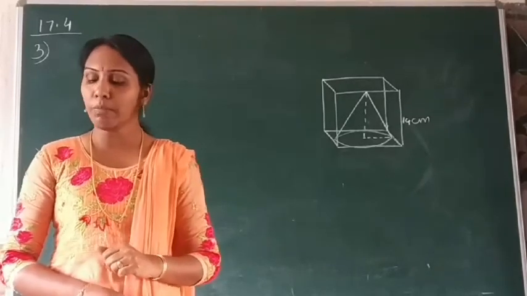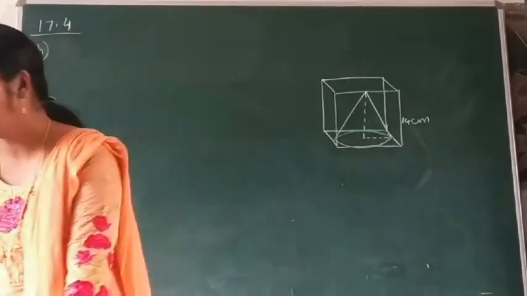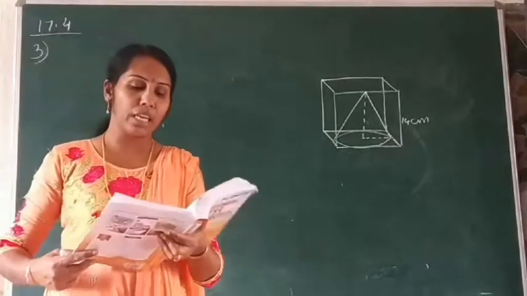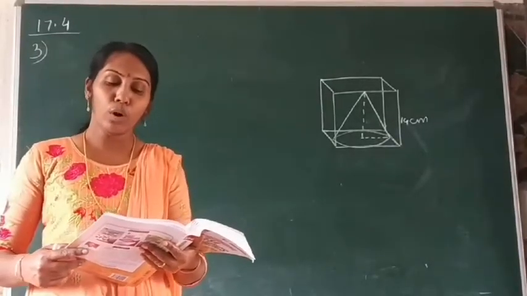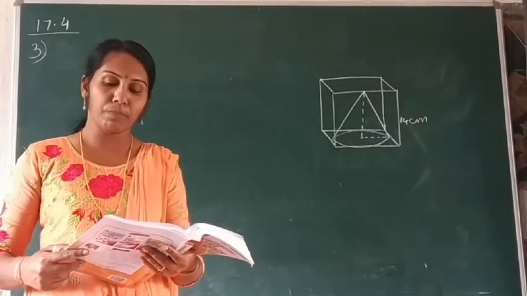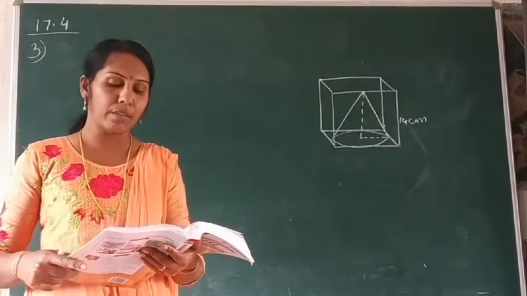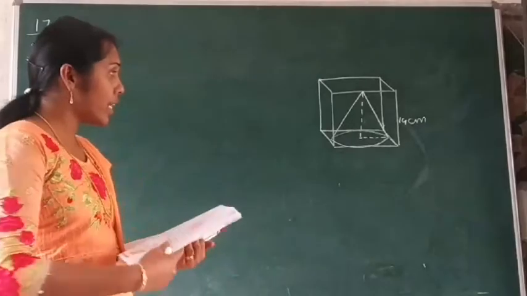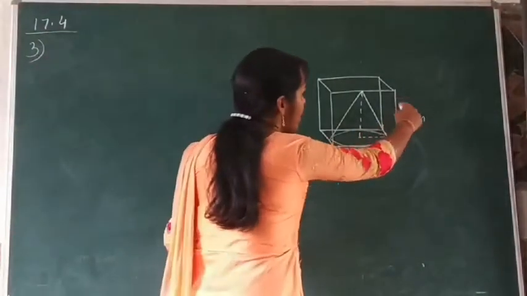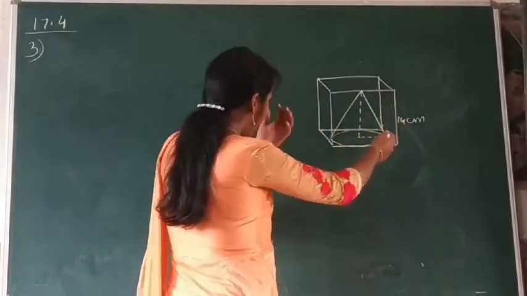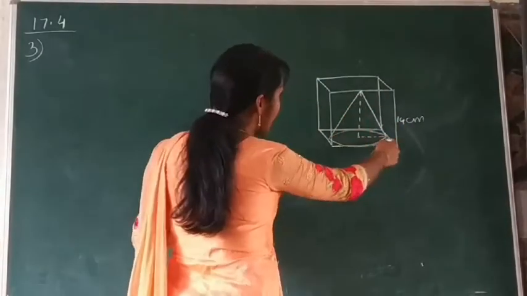So we start with exercise 17.4. We are going to solve question number 3 now. From a cube of edge 14 cm, a cone of maximum size is carved out. Find the volume of the remaining material. So here this is the diagram. This is a cube of edge 14 cm. From that a cone of maximum size is carved out.